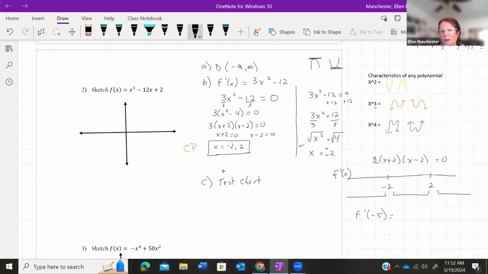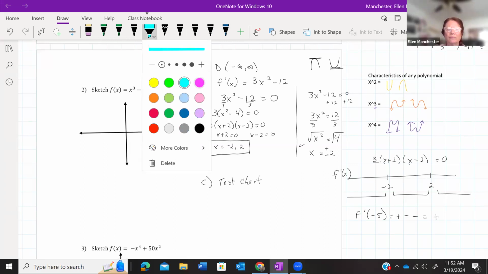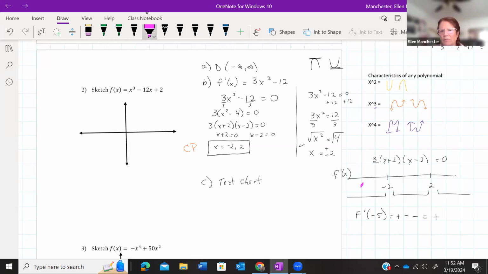So my 3 is positive. -5 plus 2 is negative. -5 minus 2 is also negative. So positive times negative means the whole thing is positive. That means in this interval my slope is going up. I have an increasing slope.